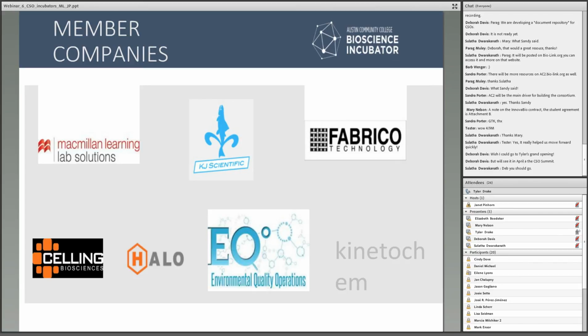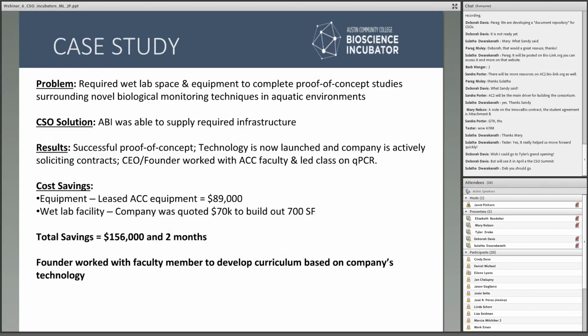This is just a recap of some of the member companies. I apologize for the look of the slide. It got a little goofy when it got copied over. But these slides cover quite a wide range of research in the life sciences, from food science to environmental testing, cranial implants, stem cells, and then some real chemistry-based pharmaceutical research.